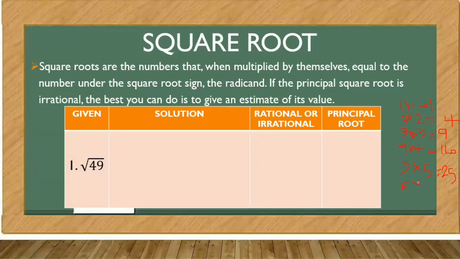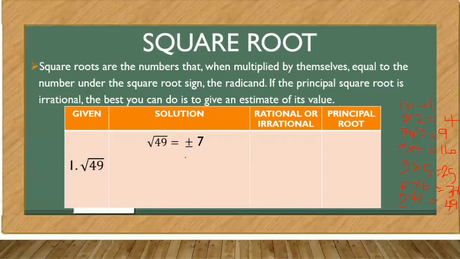6 times 6 is equals to 36. And then 7 times 7 is equals to 49. So we have a number. Ano yung number natin? So 49 ang hinahanap natin is square root of 49. It means it is 7. The principal root will be positive and negative 7.